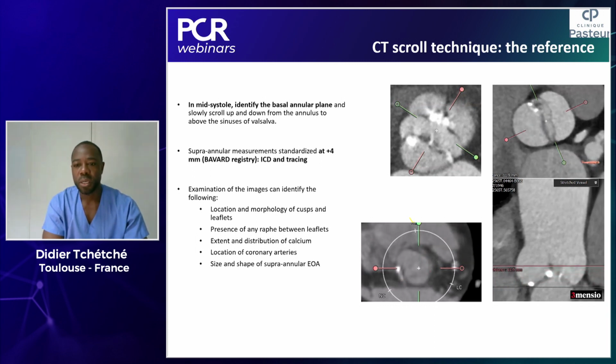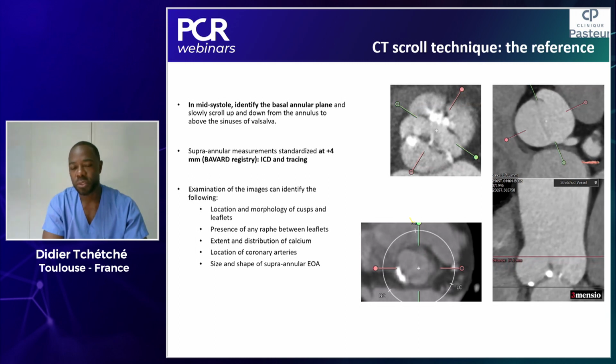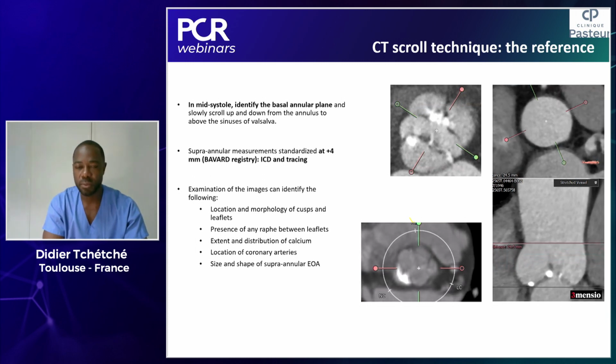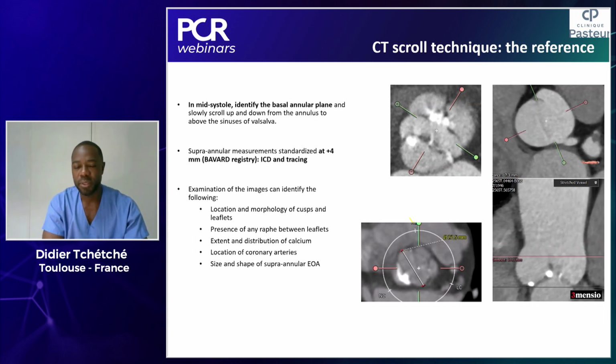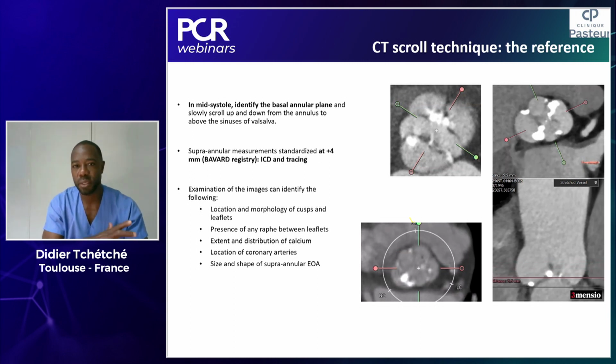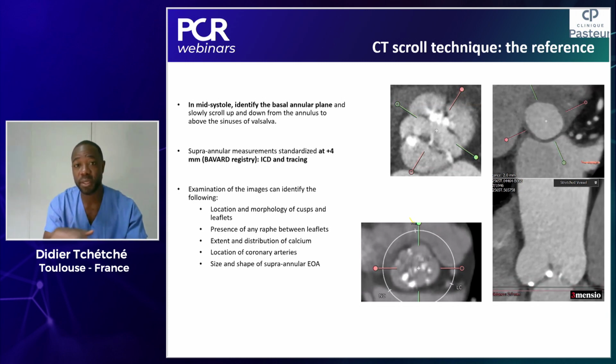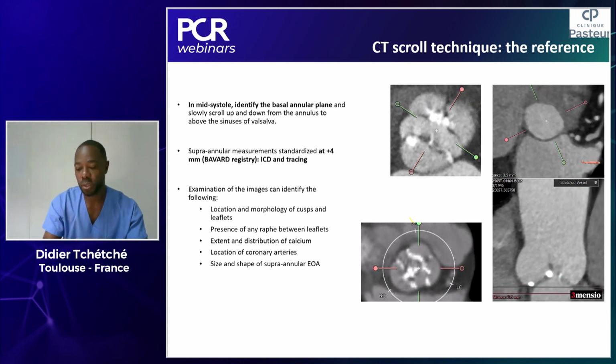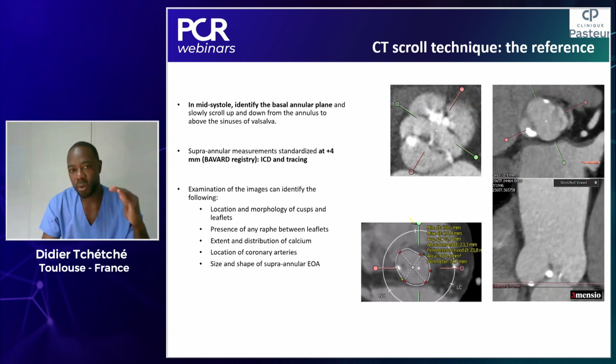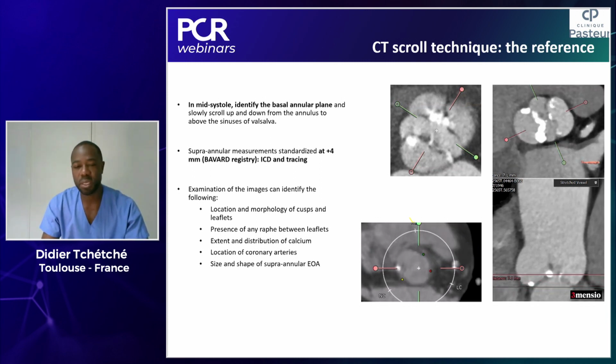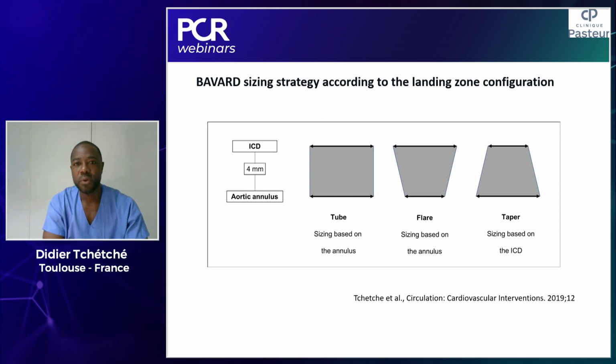And what we are going to do, and what was done in the Bavard registry, was to match the aortic annulus diameter, whether it be the mean perimeter derived diameter or the area derived diameter. It doesn't really matter. Most of the time in bicuspid aortic valves, the circularity is quite acceptable, so both metrics are going to be close to each other. And then you're going to confront that to the commissural to commissural distance, 4 millimeters above the annulus. And you're going to obtain something like that with 3 different types of landing zone configurations.